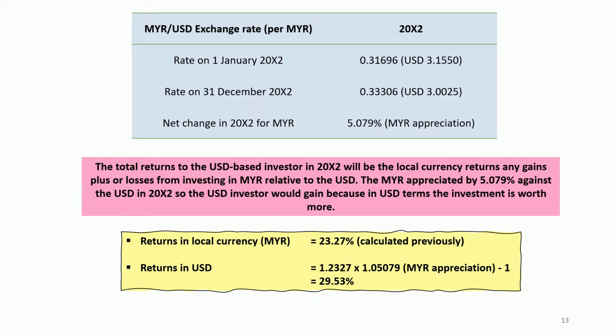The total returns to the USD-based investor in 20/2 will be the local currency returns plus any gains or losses from investing in Ringgit Malaysia relative to the dollar. The Ringgit Malaysia appreciated by 5.079% against the dollar in 20/2, so the dollar investor would gain because in dollar terms, the investment is worth more.